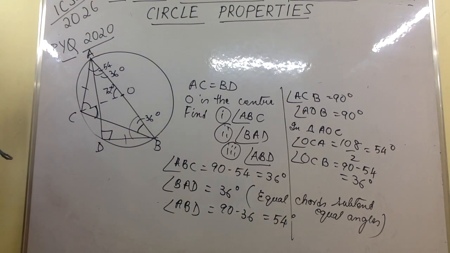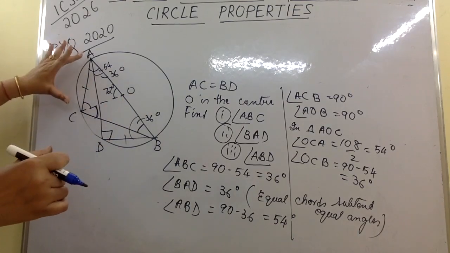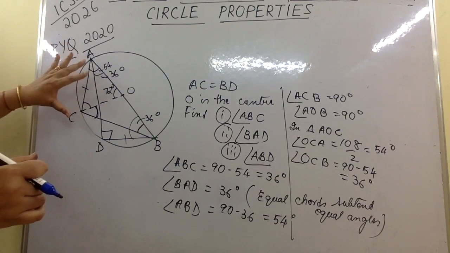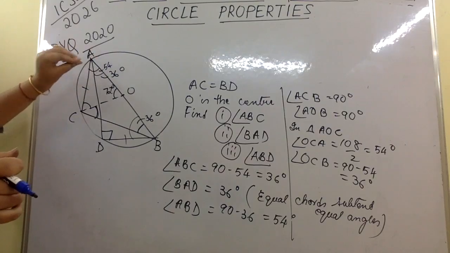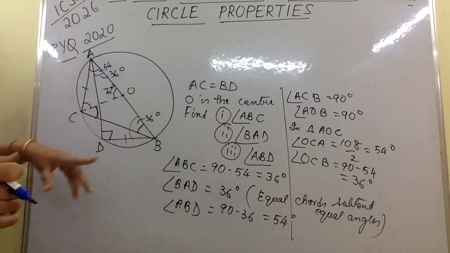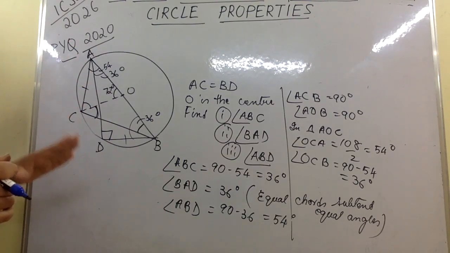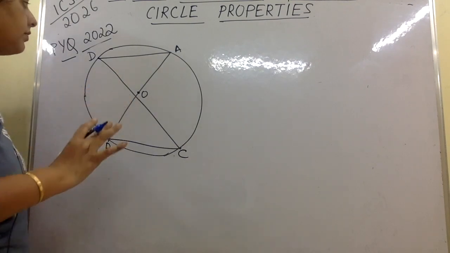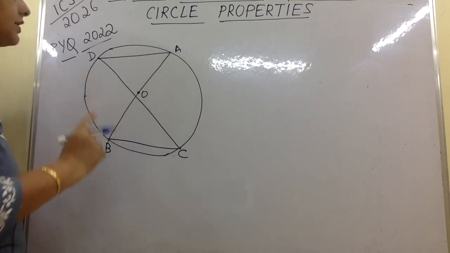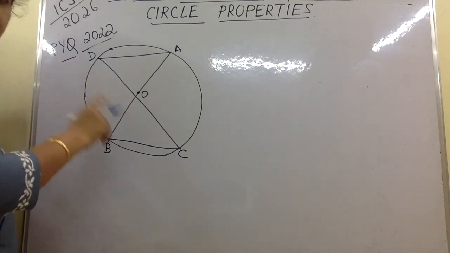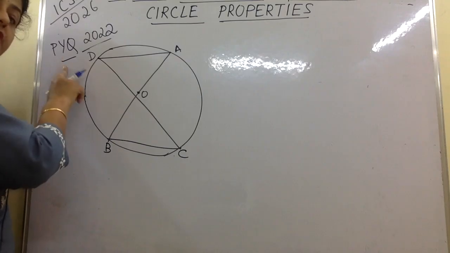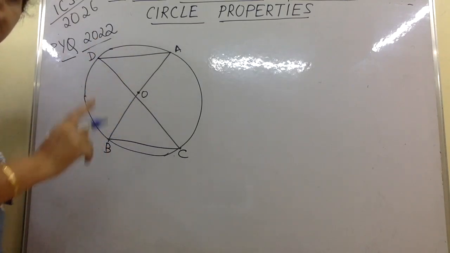So what was difficult in this question was this chord property. Equal chords will always subtend equal angles at the circumference if the circle is the same. In different circles, it's a different thing. These sums are from R.S. Agarwal, chapter 18, circle properties, and this sum is also a PYQ. This is a previous year question, a 2022 question.